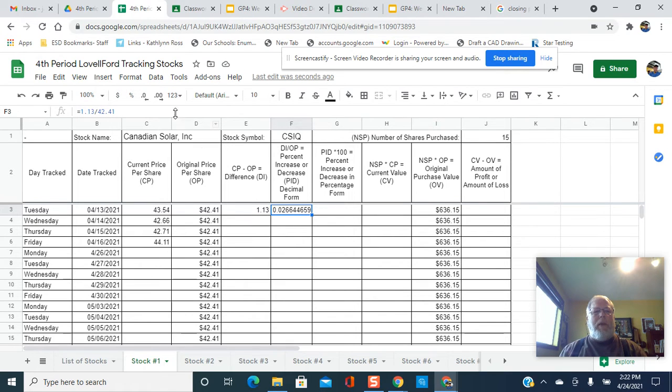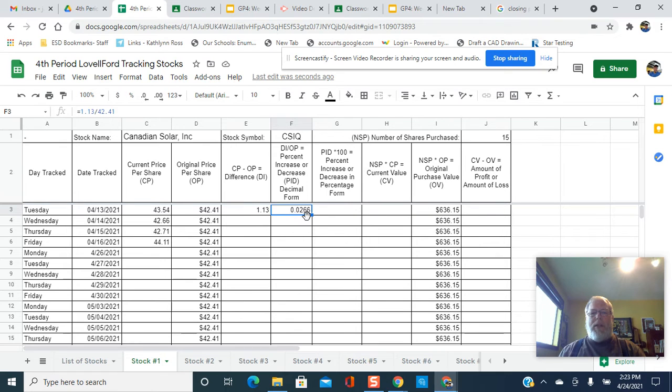Now, if we want to round that or lessen the number of decimal places that we're looking at, go up here to your menu bar and click decrease decimal places. If you click on that a number of times, it will round to the nearest tenth, hundredth, thousandth, ten thousandth. Okay.